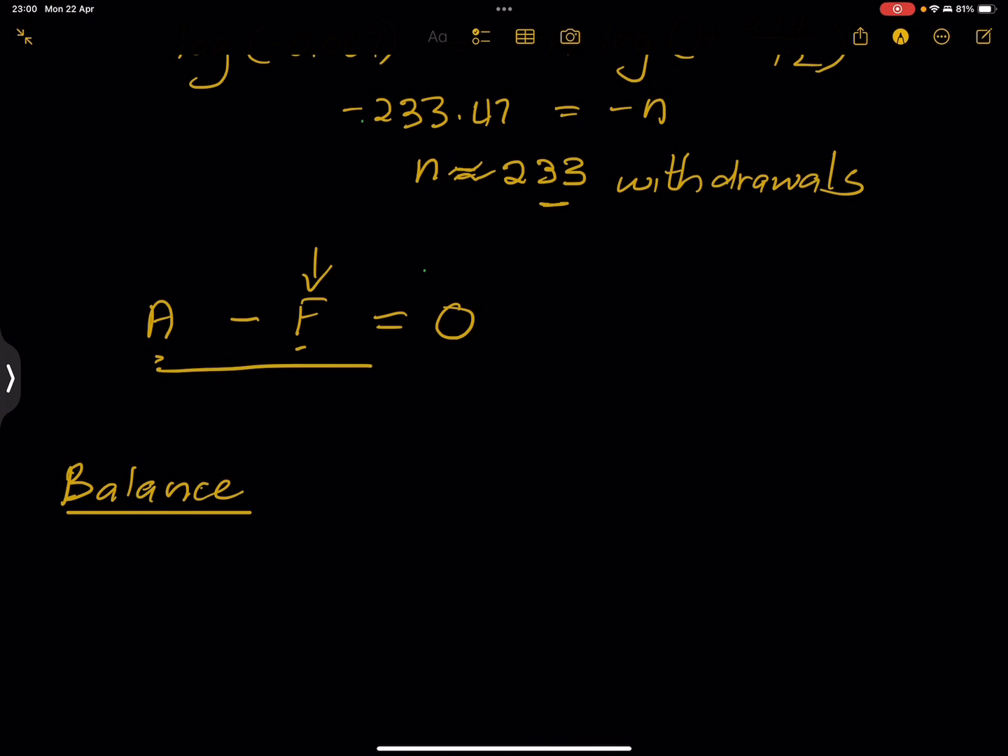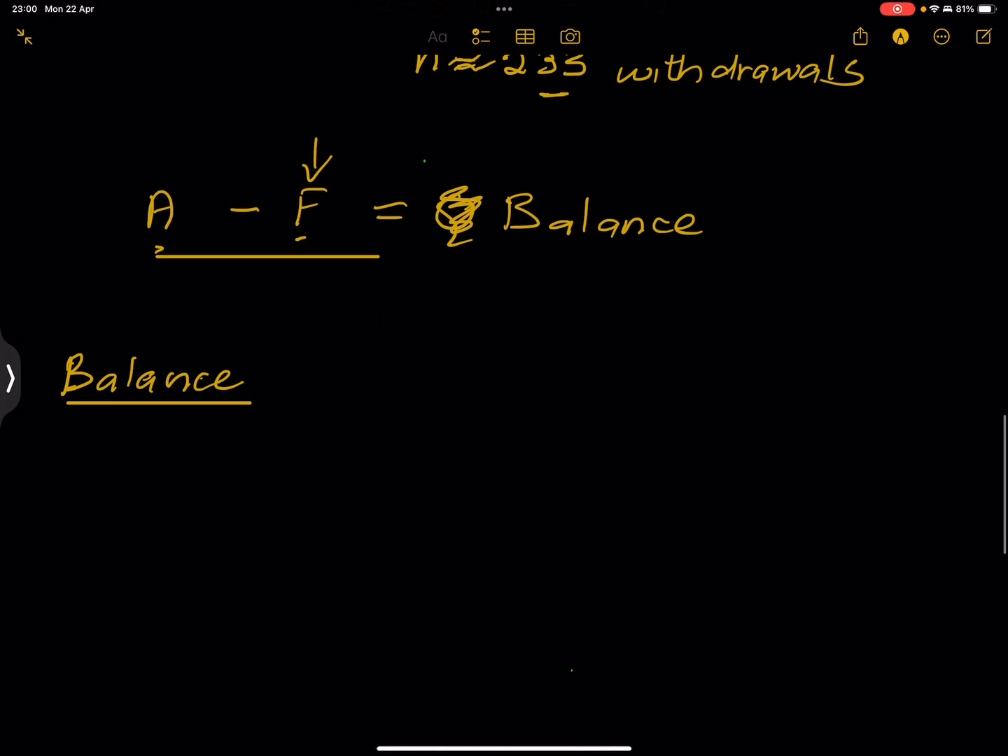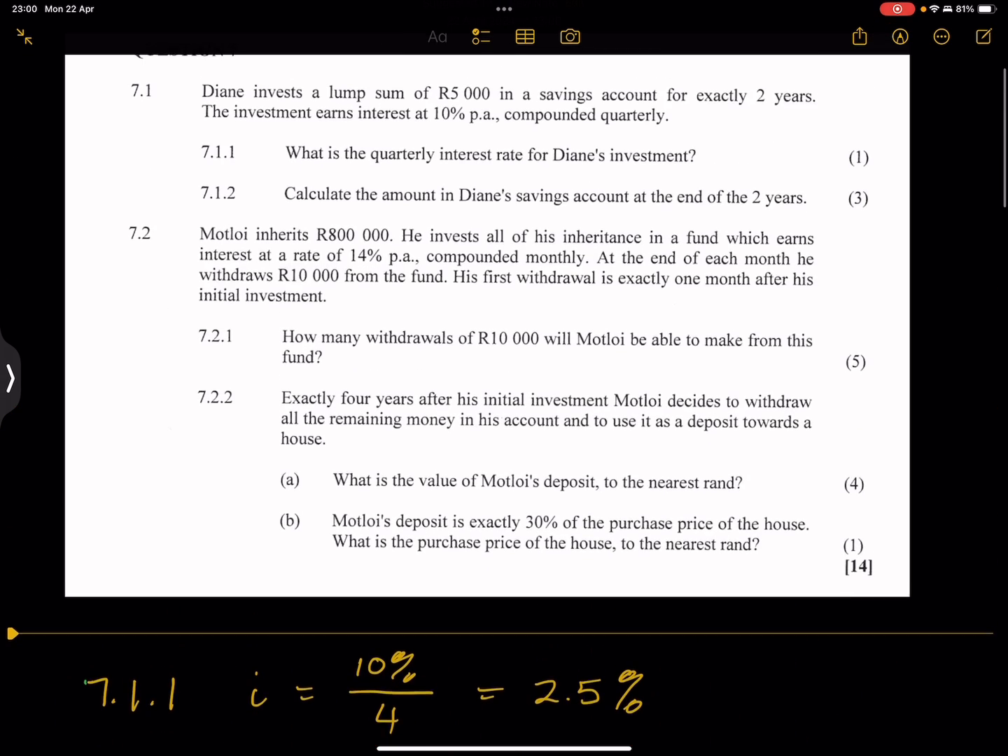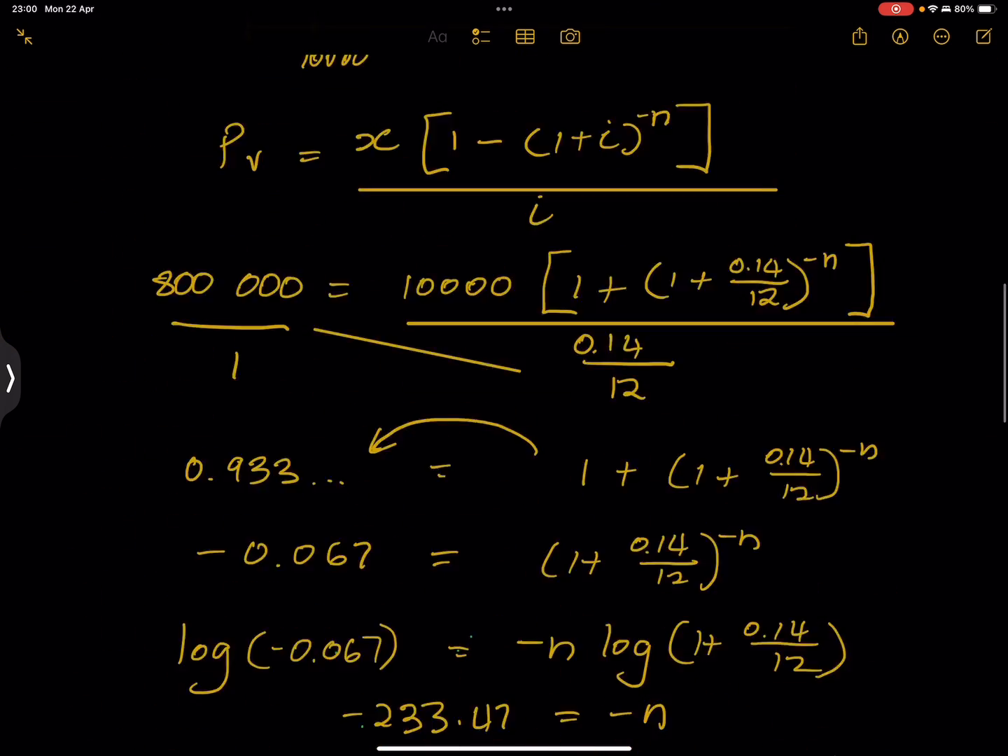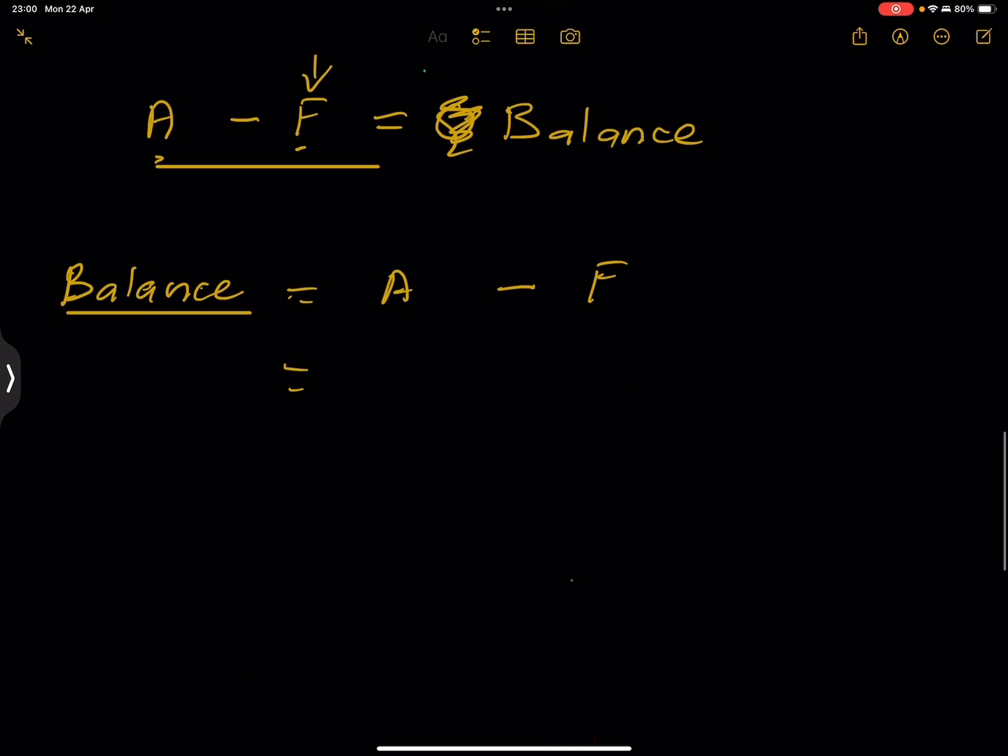So I'm going to use exactly this method, but this time our balance is not going to be 0. So we're going to look for the balance. I'm simply going to say it's going to be the accumulated amount minus the future value of all the withdrawals that he keeps making, and that would give me the balance on this particular amount. They said to the nearest rand, so we're not going to worry ourselves about the cents.